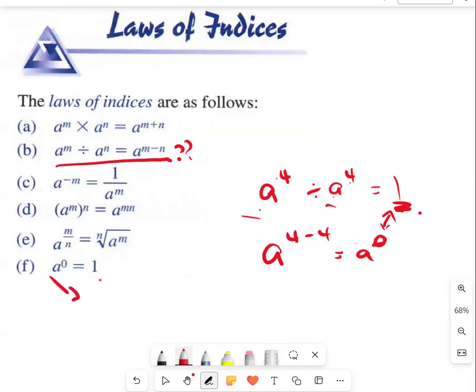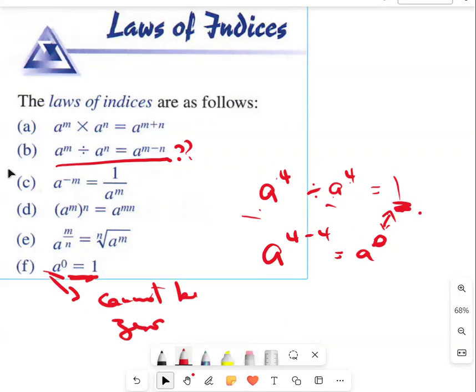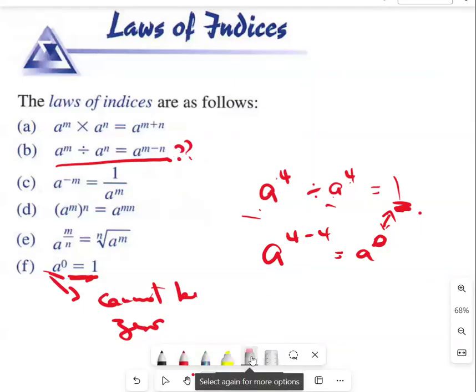Oh, and a can't be 0, right? This rule only applies when a is not 0, the non-zero number. Any number except 0. Any non-zero number, that is, raised to the 0 power is 1. And you see the reason why. It comes from this second rule. It takes some time to process it.